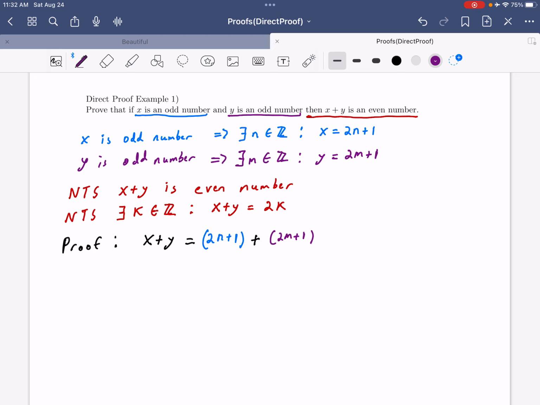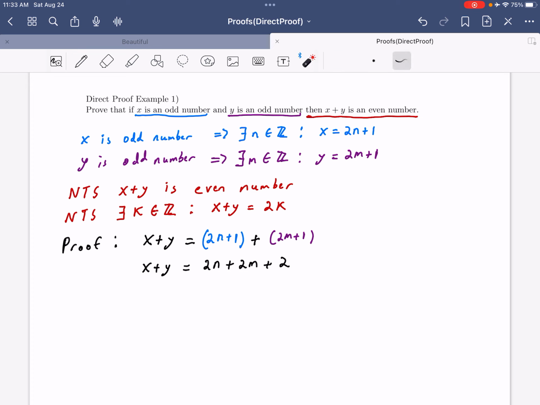Now, if we think about it, we don't really have any other assumptions to use. So that sort of tells us that our next step should probably be something based on a mathematical property, a logical step, or a mathematical operation. And clearly, we can see some mathematical operations here. We have a sum. We can combine some like terms. Let's go ahead and do that. So that then tells us that x plus y is equal to 2n plus 2m, and then the 1's combine together to be a 2.